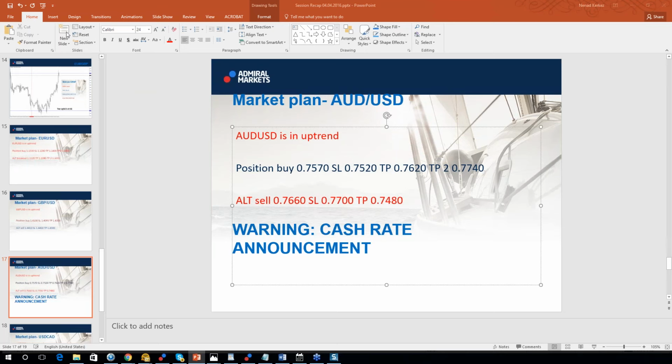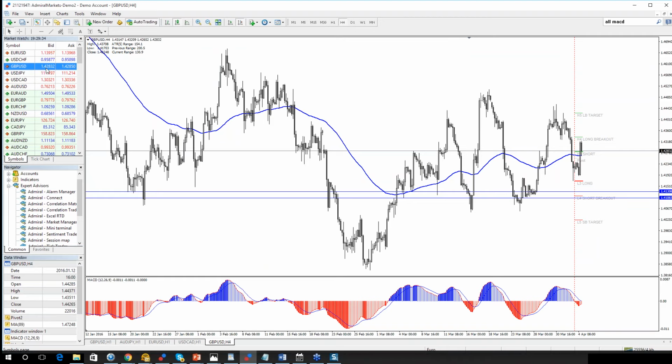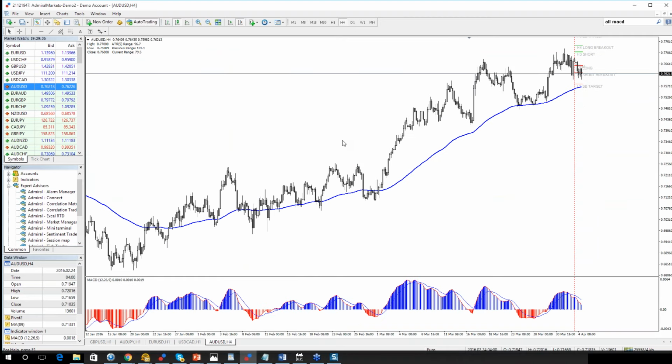And this is it. Cash rate announcement. It's up to you whether you will trade it or not. But technically Australian dollar is bullish. So technically, yes, Australian dollar is bullish. See? What do you see on 4-hour time frame?